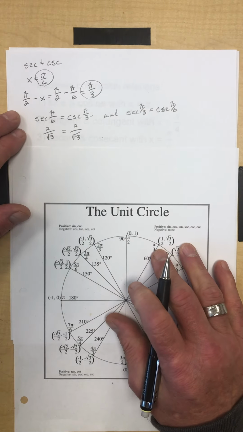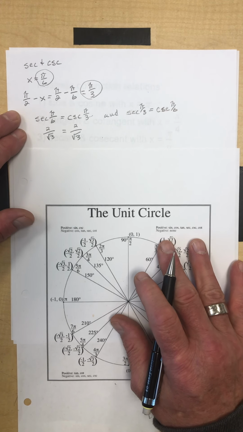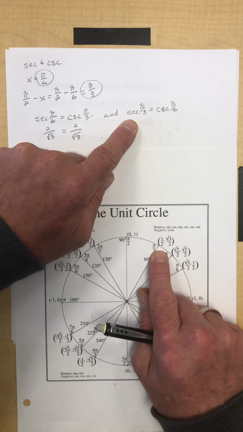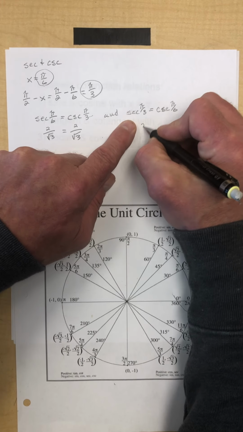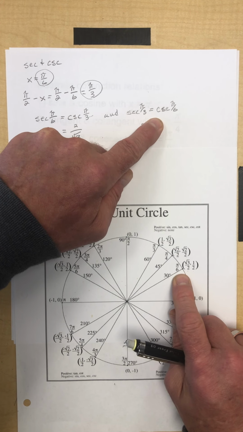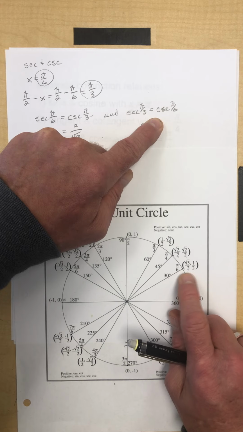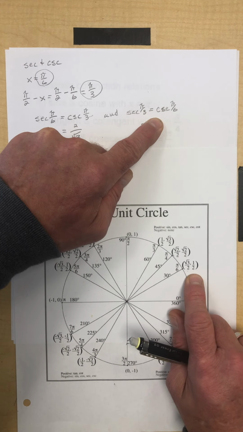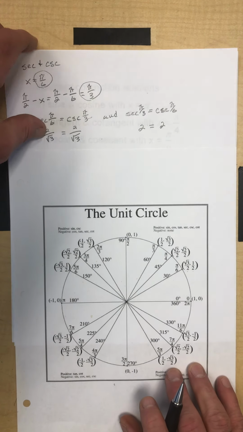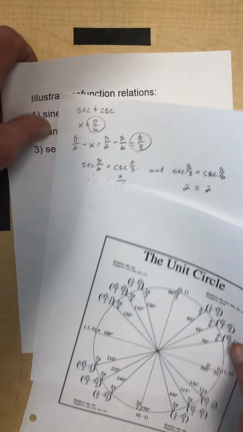Obviously if I rationalize them, I'm going to get the same thing. Then we go here. Secant of pi over 3. Secant is the reciprocal of cosine, and cosine is the x-coordinate, so the reciprocal of 1/2 is 2. And then we do cosecant of pi over 6. Cosecant is the reciprocal of sine, and sine is your y-coordinate, so we get the reciprocal of 1/2, and that's 2. So easy stuff, working on the unit circle, not hard at all. All right, so that stuff's taken care of.